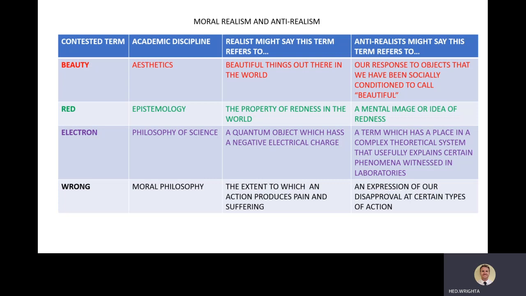If we look at the bottom ones, you see red and electron, and the realist and anti-realist responses to those particular contested terms. But if you look at the contested term of wrong, obviously it comes in moral philosophy. So a realist might say that it is the extent to which an action produces pain and suffering. An anti-realist might say this term refers to an expression of our disapproval at certain types of action.